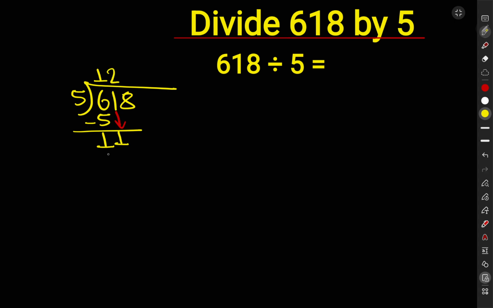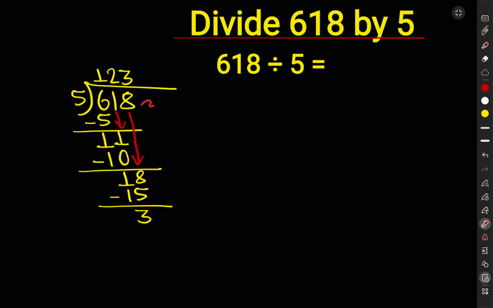5 times 2 is 10. On subtracting we get 1. So again we put down this 8 and it is 18. 5 times 3 is 15. On subtracting we get 3.